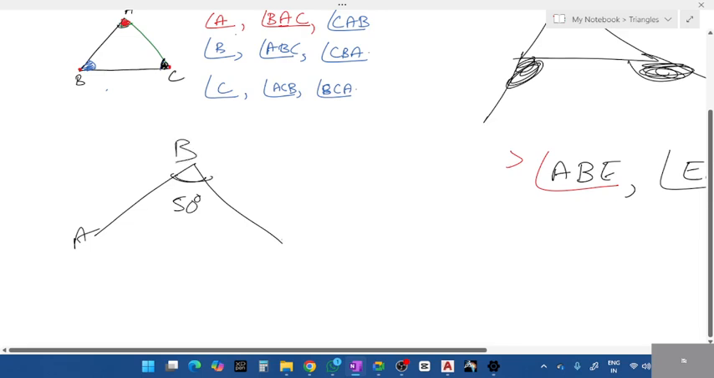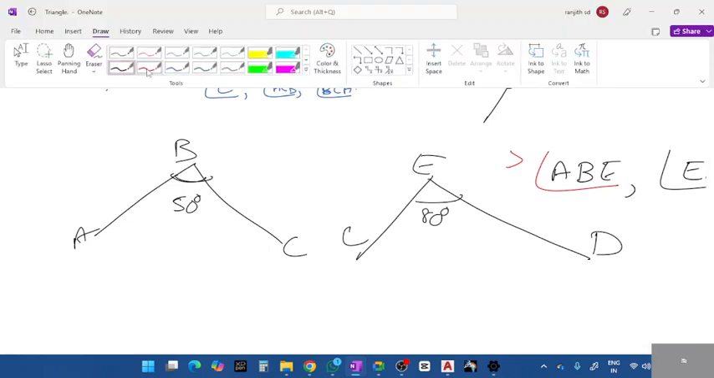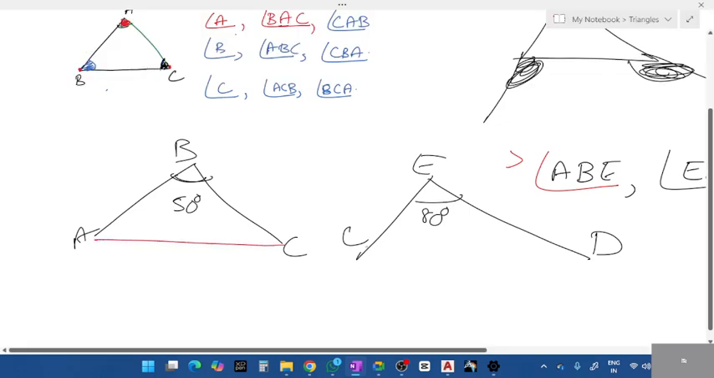A, B, C. I'll draw another triangle like this, which will measure 80 degrees. C, E, D. So which side do you think will be greater, AC or CD? CD? Just look at the length. If you look at the length, you can observe CD is greater. The reason is the angle. You have opened the angle wider.